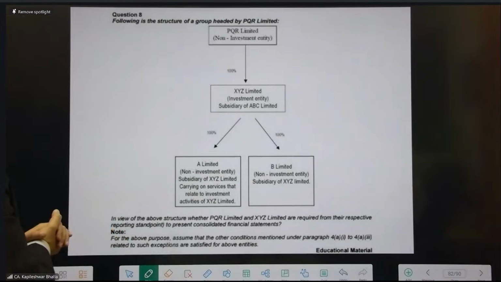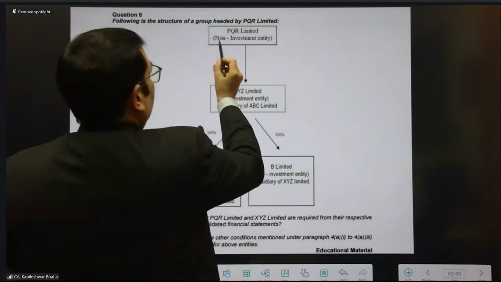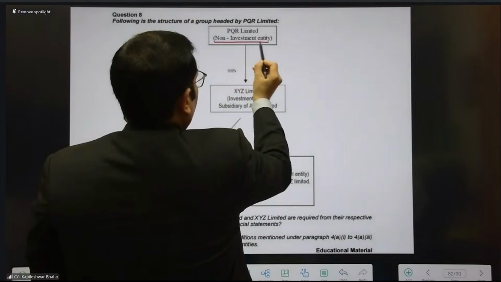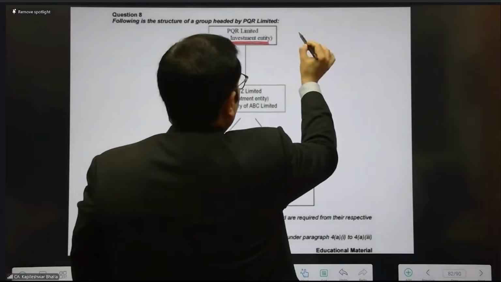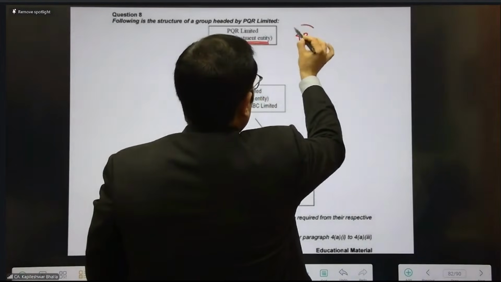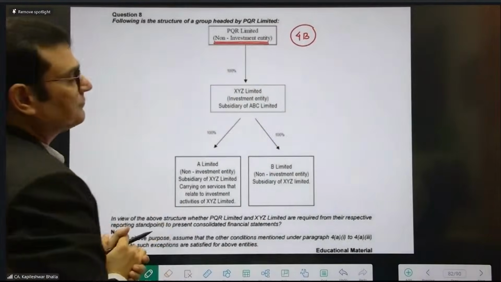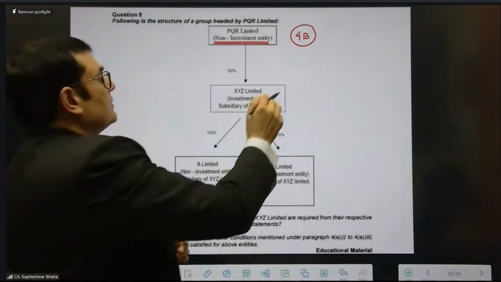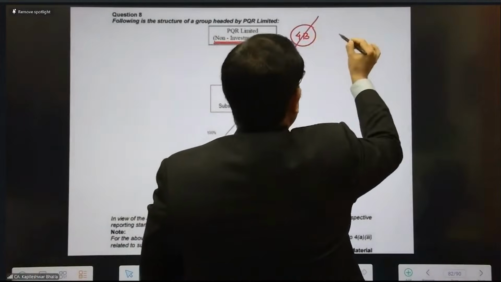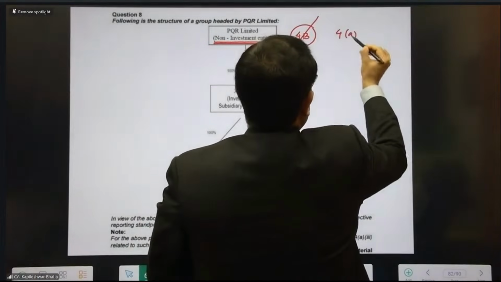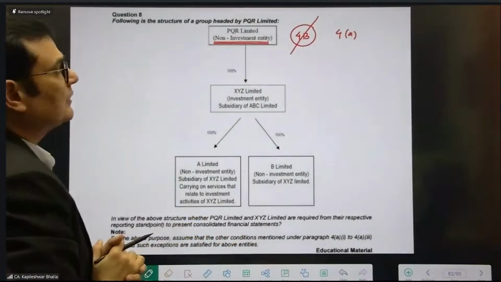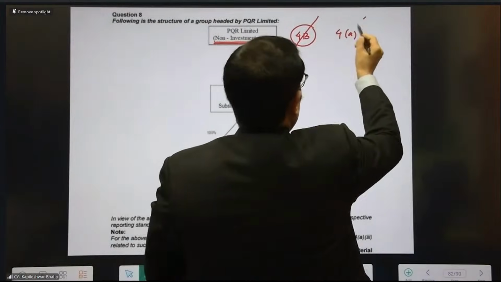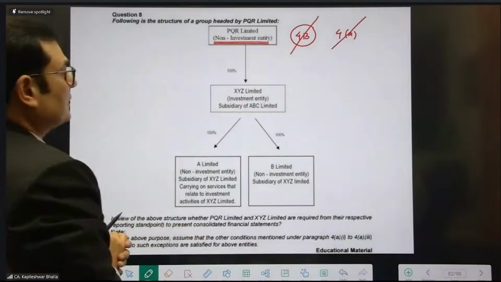It says the following is the structure of a group which is headed by PQR. It is very clearly given that this is a non-investment entity. So can it get the benefits of para 4B? Yes or no? No, sir. Great. So it cannot get the benefits of 4B. Can it get the benefits of 4A? No, sir. No, because it is at the top of the chain. It cannot get any benefits in that case.